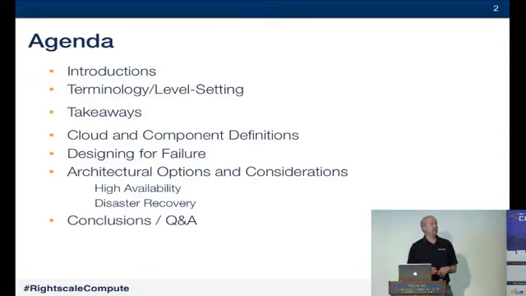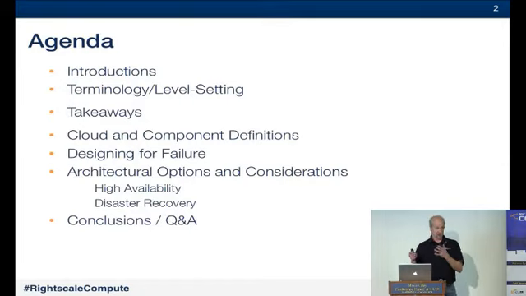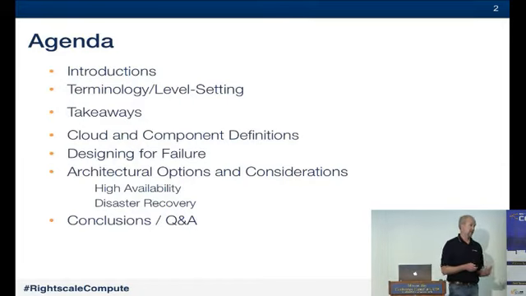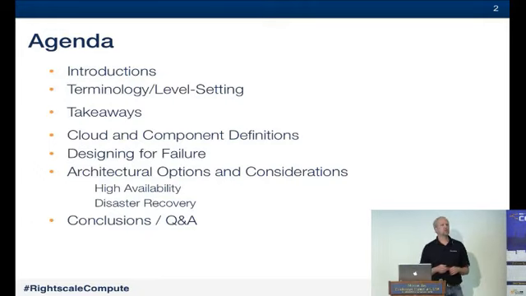Talk a little bit about designing for failure, about HA, how you can go ahead and set yourself up in a high availability configuration. We'll talk a little bit about architecture options and considerations. Basically, okay, how can I do this? How can I set myself up for HA in this particular region? How can I set myself up for a disaster recovery scenario if something really bad happens to the region that I'm currently deployed in? And then lastly, we'll have conclusions and Q&A.